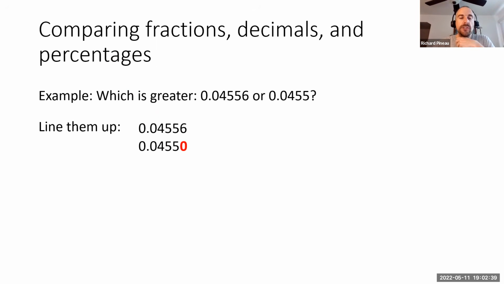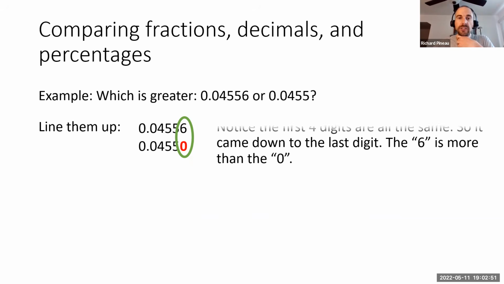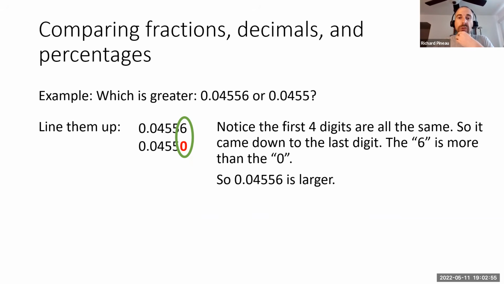Now, if you notice, you start comparing the place values, and they're all the same with the exception of the last place value. Now we have a difference between 6 and 0. All the other ones were the same, 0, 0, 4, 4, 5, 5, 5, 5. Here we have 6 and 0. Well, 6 is clearly more than 0. So 0.04556, or 4,556 hundred thousandths, is bigger than 455 ten thousandths.